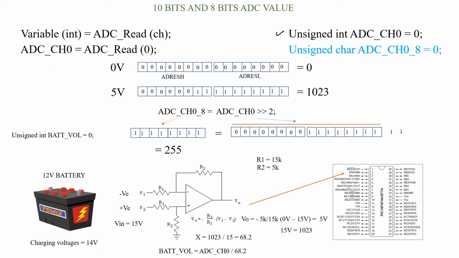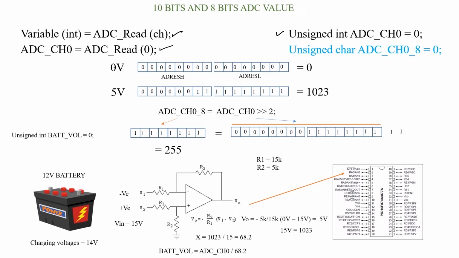In the previous session, we used a variable, ADC channel 0, to read and store the 10-bit result of the ADC of PIC16F877A, and we used a prototype, variable integer ADC read channel, for two channels, ADC channel 0 and ADC channel 1, and we wrote a command: ADC channel 0 equals ADC read 0.